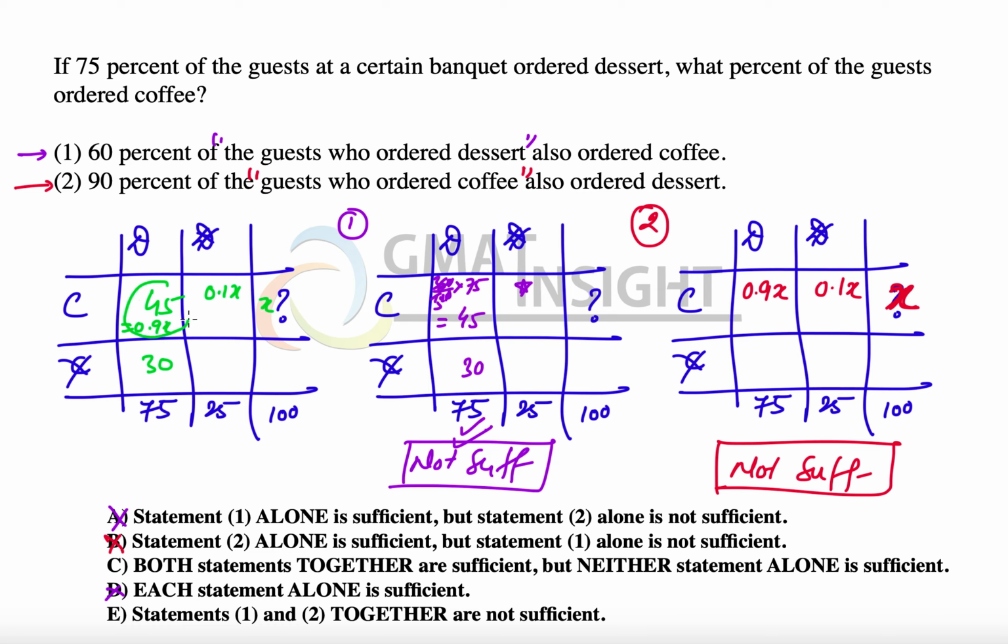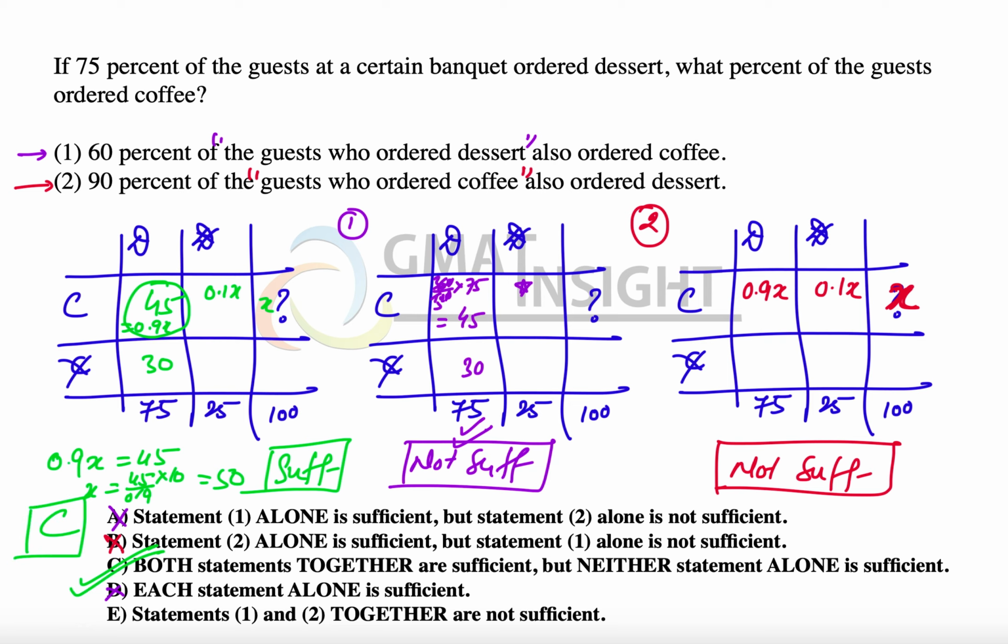So what we see here is that the cell which is defined as 0.9x has been mentioned as 45. So x becomes 45 by 0.9. So we multiply by 10 on both sides and we have x equal to 50, which means the two statements together are sufficient to answer the question. Therefore, the answer to the question becomes option C. Thank you so much.